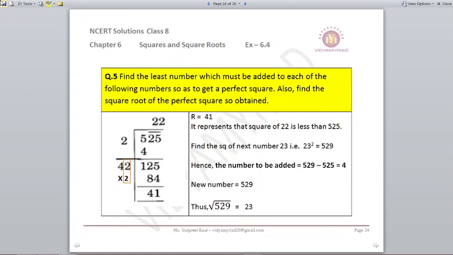Now 525 is already in the quotient. So what should I add in 525, that I should get 529? I will add 4. Just subtract 529 minus 525. It will give me 4. So 4 is the number which needs to be added in 525. It will become 529 and the square root of 529 is 23.